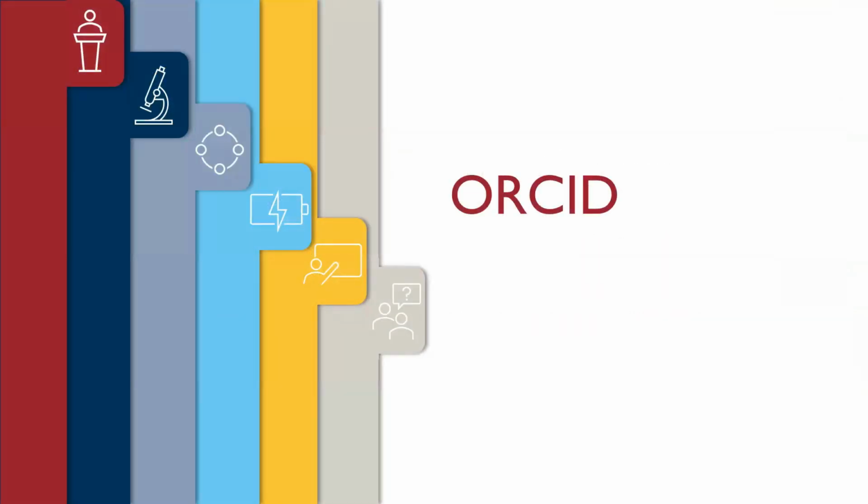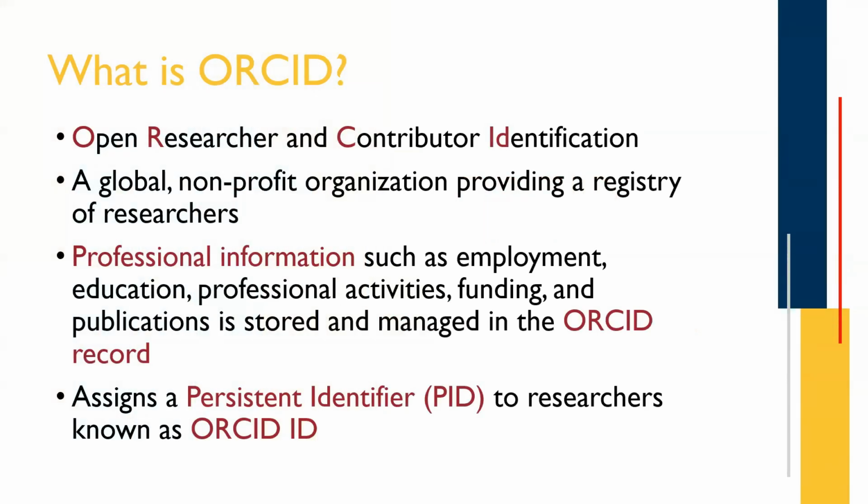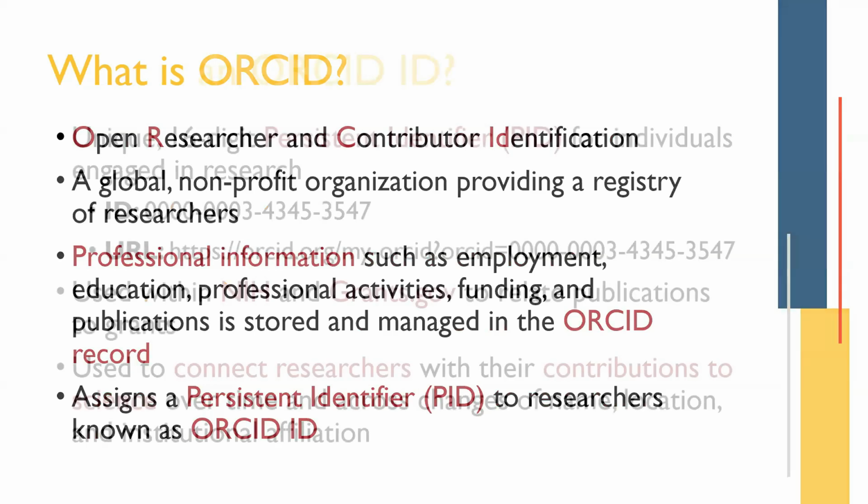So what's ORCID? ORCID stands for Open Researcher and Contributor Identification. It is a global nonprofit organization that provides a registry of researchers. Professional information such as employment, education, professional activities, funding, and publications is stored and managed in the ORCID record. And it assigns a persistent identifier to researchers known as the ORCID ID.